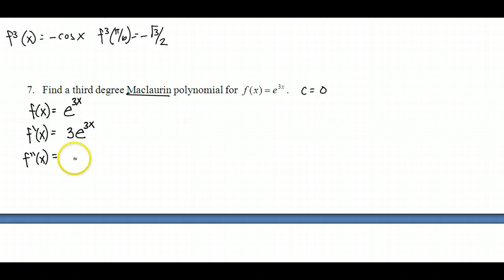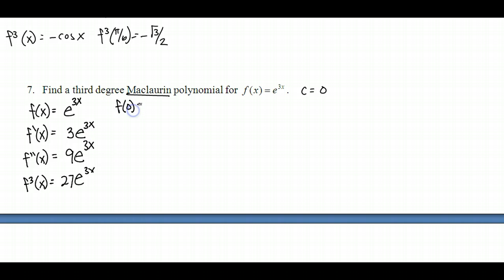For your second derivative, you do not need to use the product rule now because 3 is just a constant. So you keep the e to the 3x. The derivative of 3x is 3. You have that other 3, so that'll give you a 9. And then your third derivative, e to the 3x times 3 will give us 27.